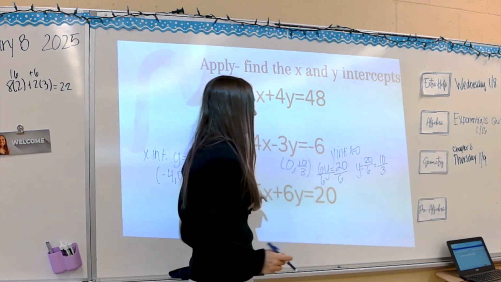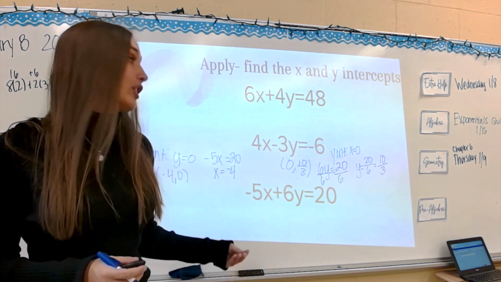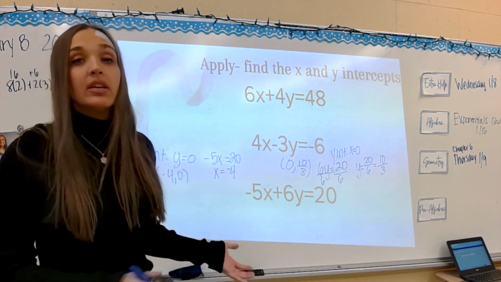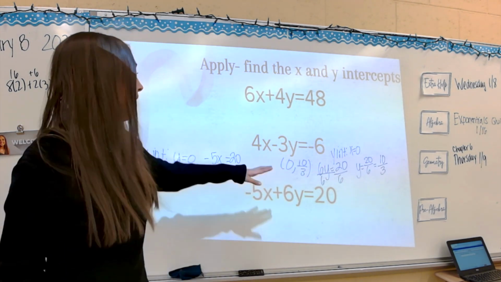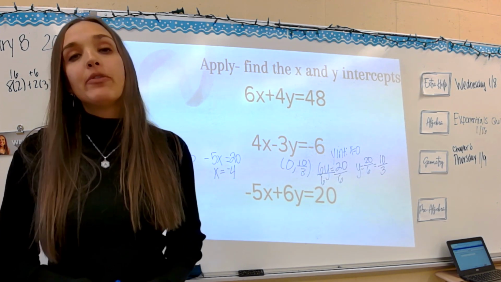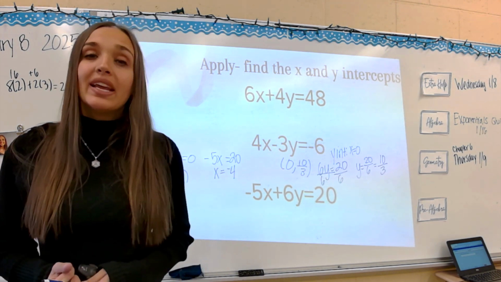We have to make sure that we're writing it properly. If we have an x-intercept, we're solving for x, so it means our y is 0. Our y-intercept means I'm solving for y, so my x is 0, and I write it as a proper point. I hope this was helpful for being able to determine how to find your x and y intercepts in standard form.